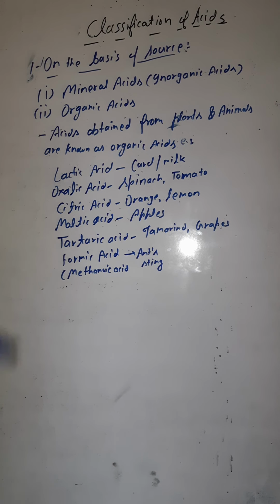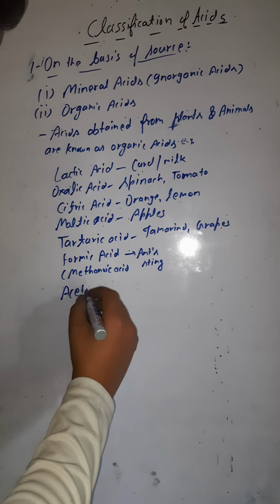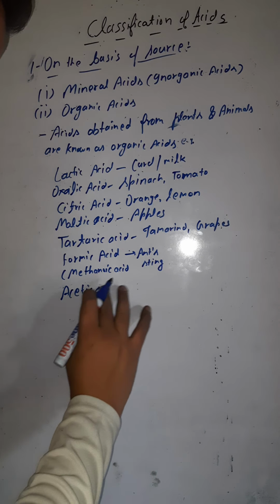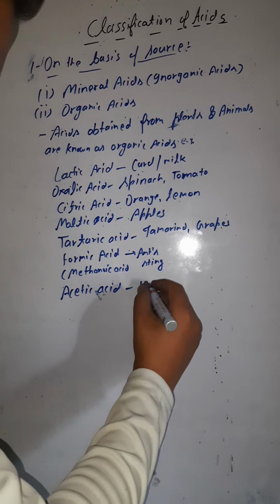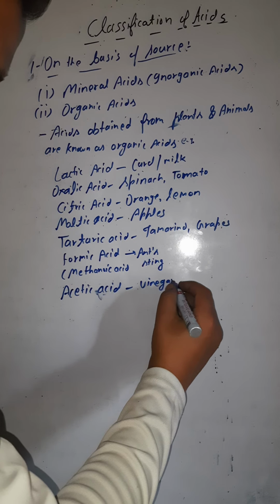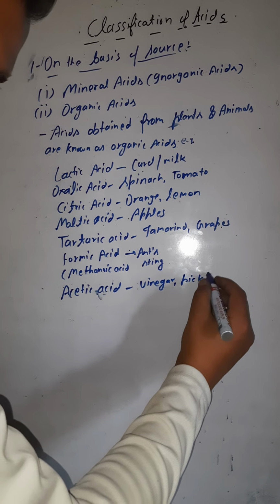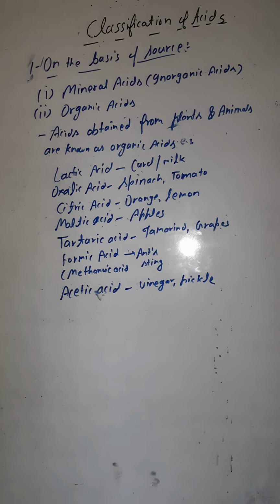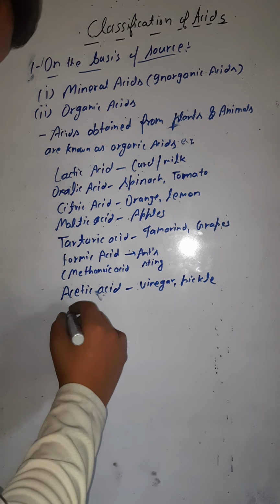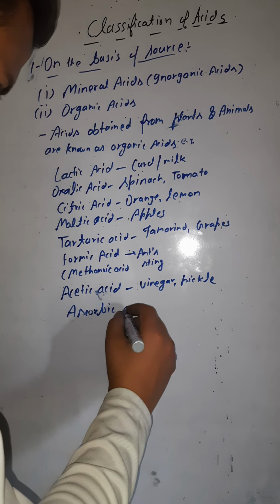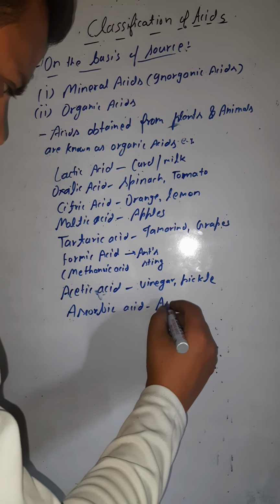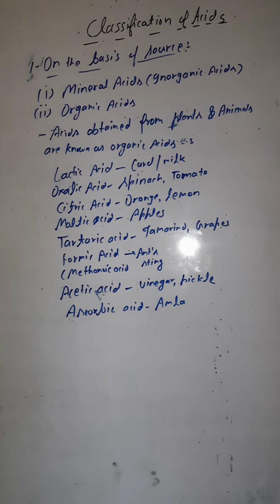Then in vinegar and in pickle also, one acid is used, that is called acetic acid. So next one is acetic acid. You would find acetic acid in vinegar and also in pickle. Next one is ascorbic acid. You would find ascorbic acid in amla. In amla you would find ascorbic acid.